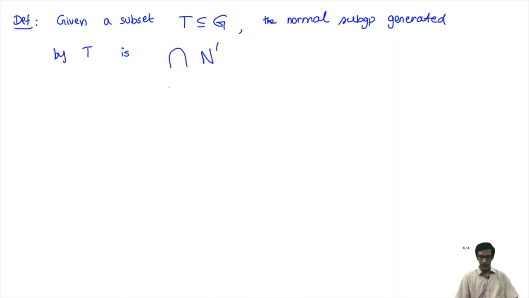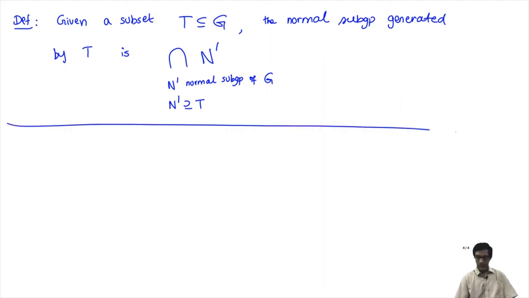So let's call it N prime. What is N prime? N prime is a normal subgroup of G which contains the given set T. Okay, and it's an easy exercise to check that when you intersect an arbitrary collection of normal subgroups, the answer is still a normal subgroup. Arbitrary intersections of normal subgroups is a normal subgroup again. And so the intersection of all normal subgroups which contain a given set is necessarily a normal subgroup, and that's called the normal subgroup generated by the given set T.